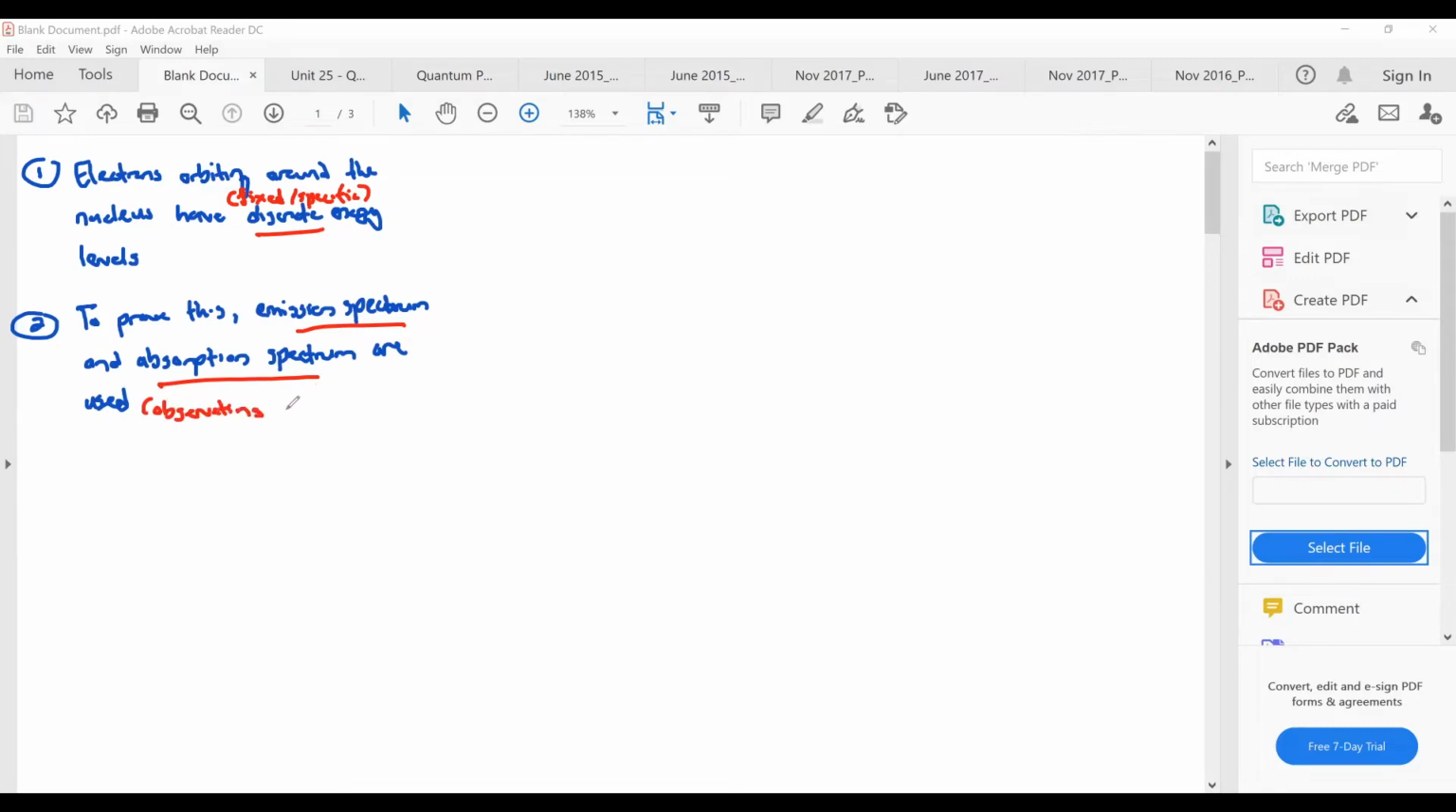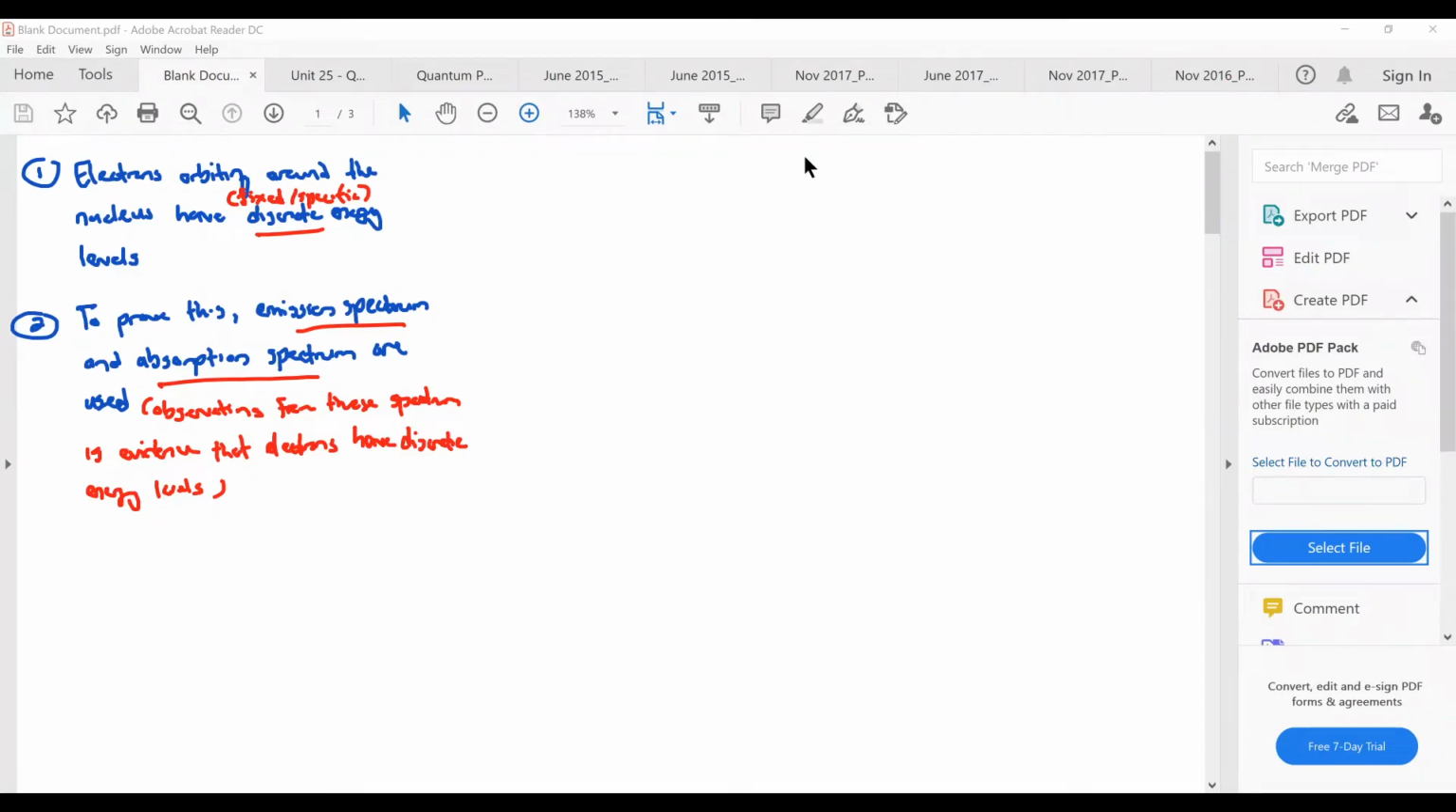Observations from this spectrum is evidence that electrons have discrete energy levels. Now I better use a proper term. Have discrete energy levels. Okay. Now, before I go to that, let's just say I give you two elements now.